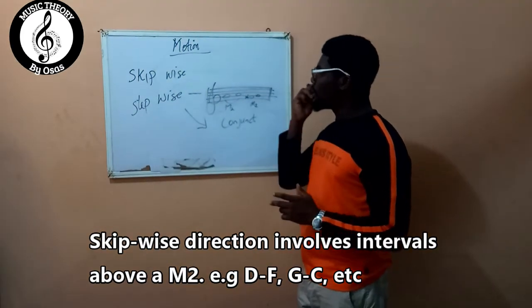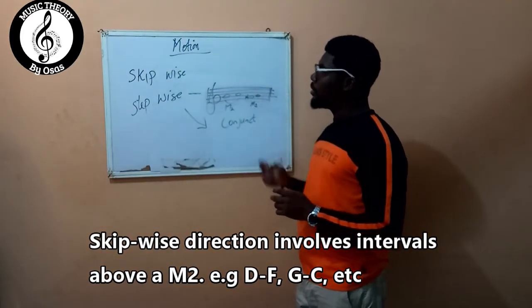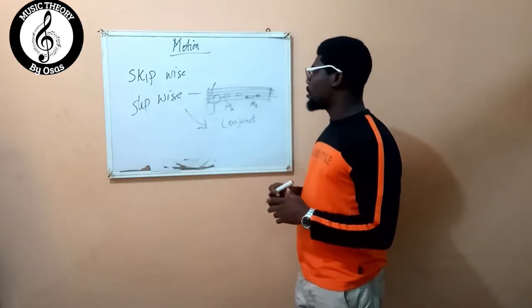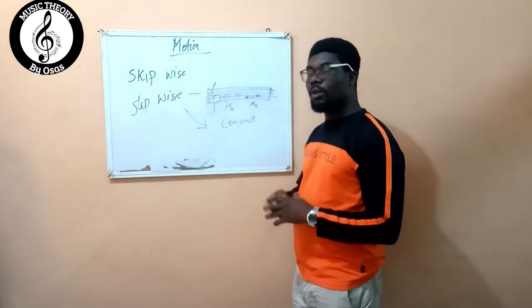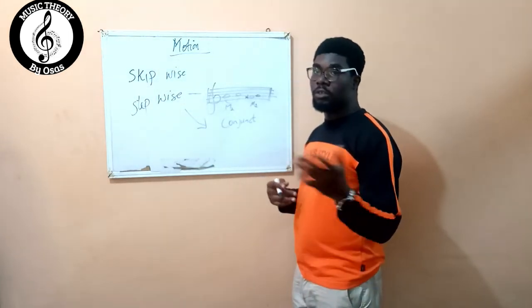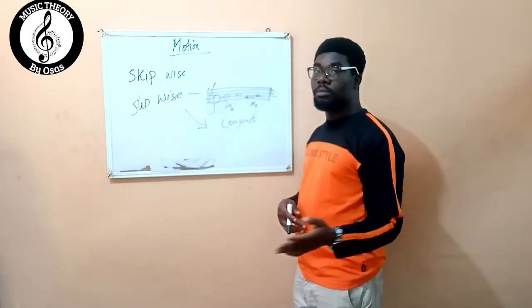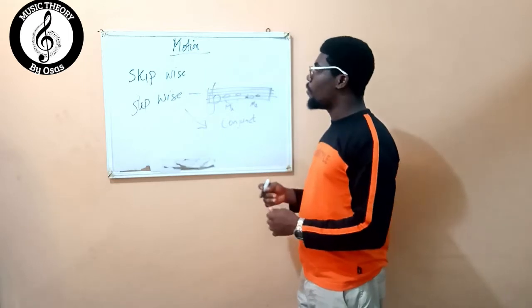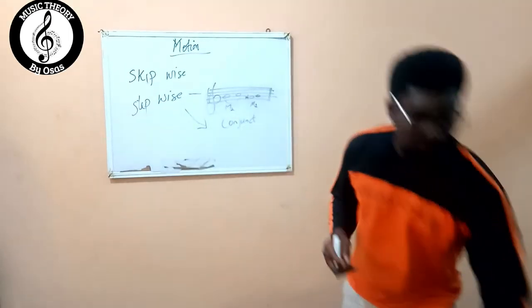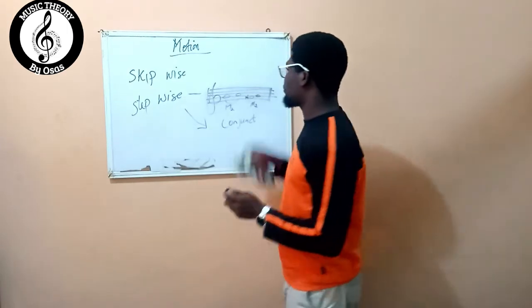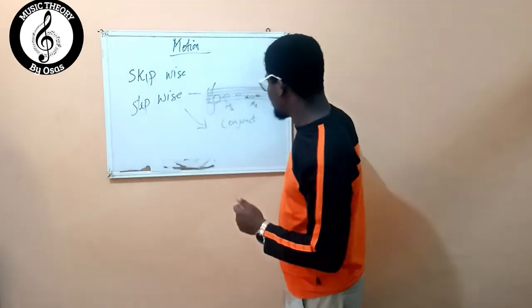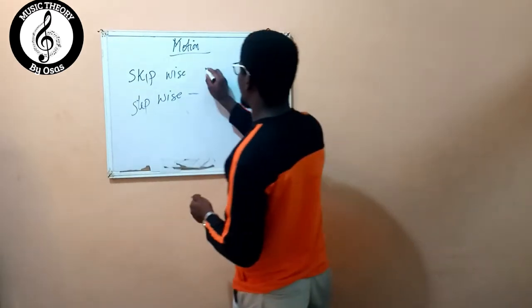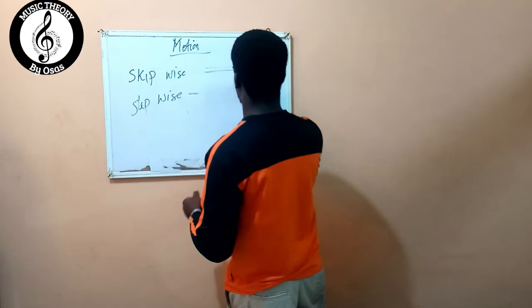So let's move on to skipwise direction. Skipwise direction involves intervals above a major second. So third, fourth, fifth, and so on. G to B, B to F, as the case may be, they are all examples of skipwise direction. Let me illustrate it on the staff, so we see it. That's skipwise direction.